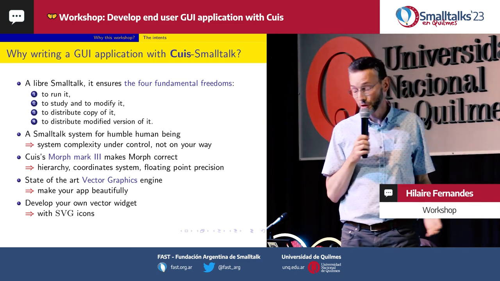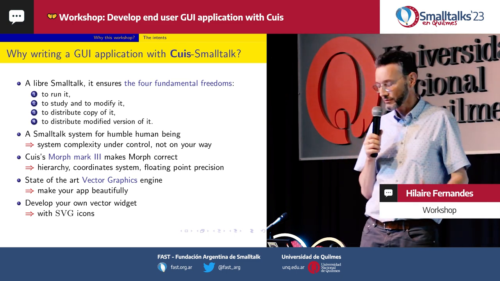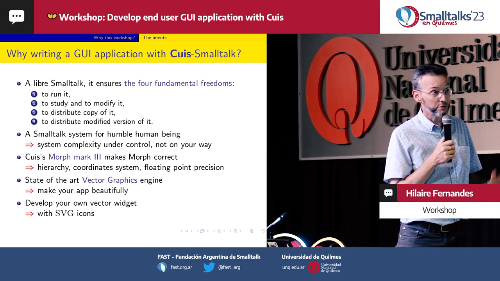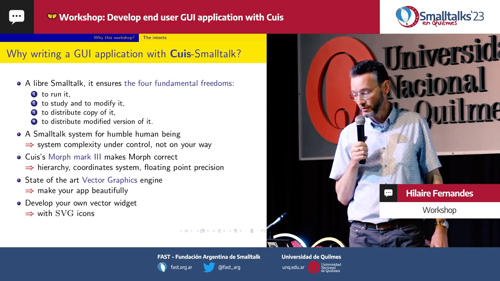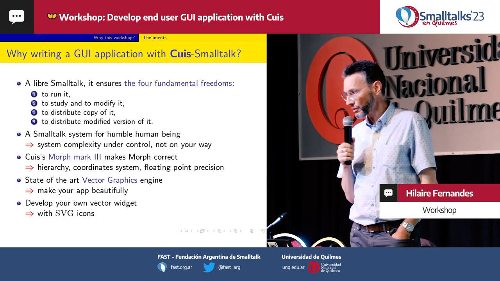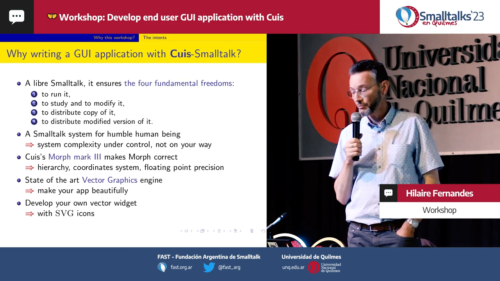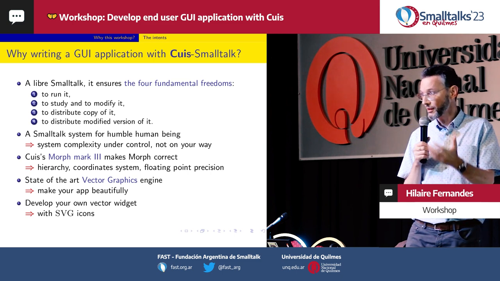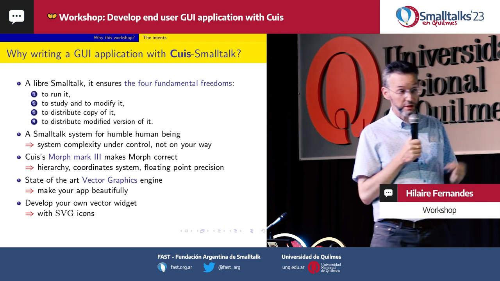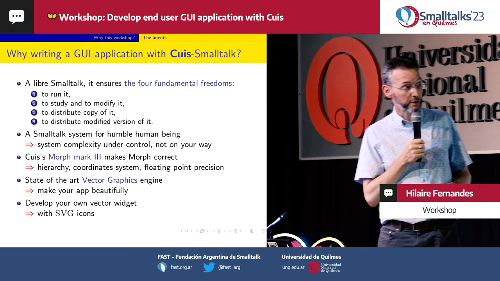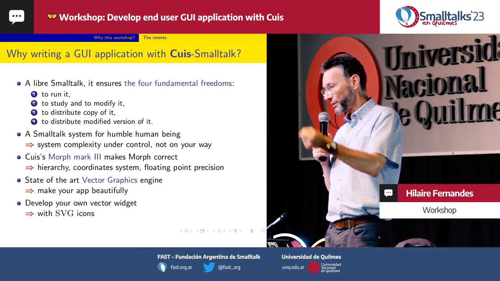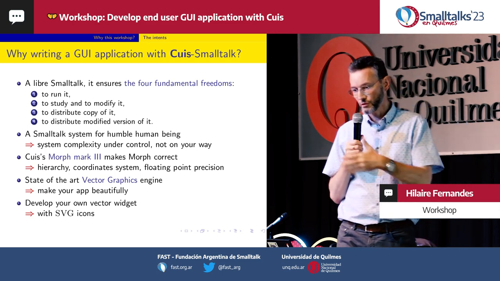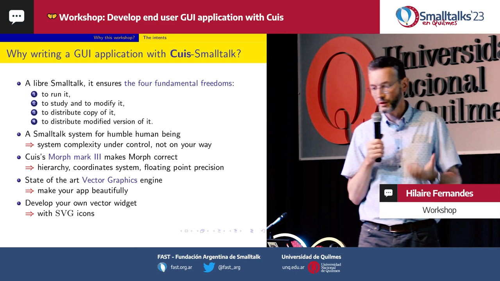So why doing GUI applications with Cuis Smalltalk? Okay, with Smalltalk, but with Cuis, why? One of the first reasons for me is that Cuis Smalltalk ensures the four freedoms as defined by the Free Software Foundation. So the freedom to run where we want, the freedom to study or to modify it, the freedom to distribute copies of it, or the freedom to modify and distribute copies of it. So those are the four freedoms that make a free software.